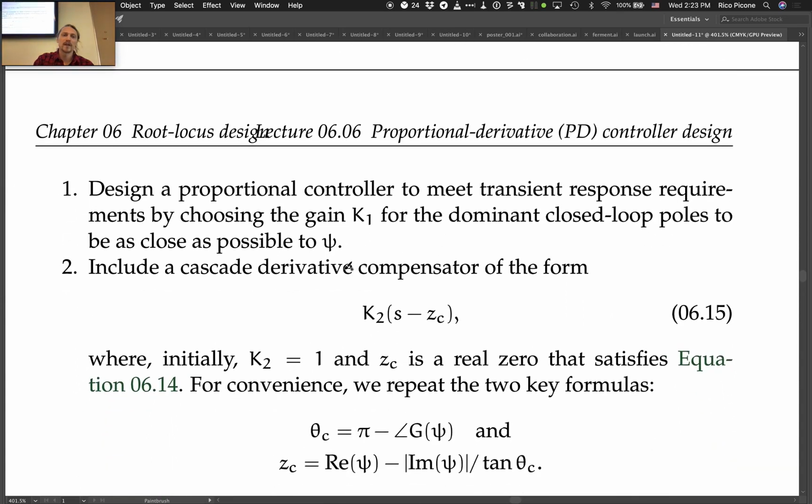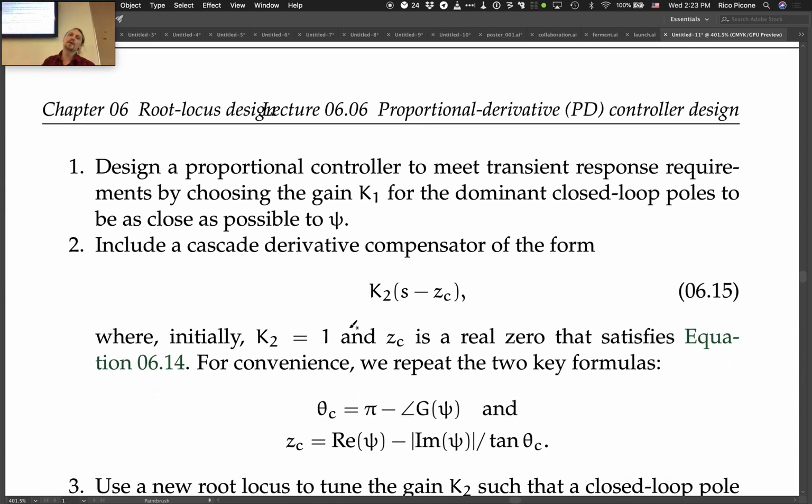So step 1, design a proportional controller to meet transient response requirements by choosing a gain, K1, for the dominant closed loop poles to be as close as possible to psi. So you try to do it with just proportional control, right? And assuming that we're going to be doing PD control, we're probably not going to be able to get there. If you can get there using proportional control, you don't need to have a derivative compensator.